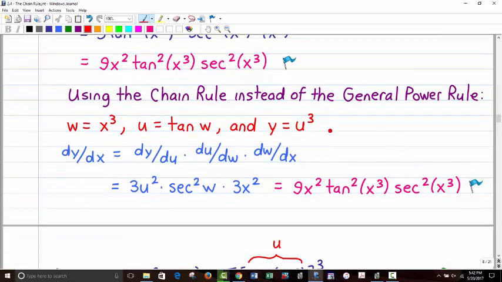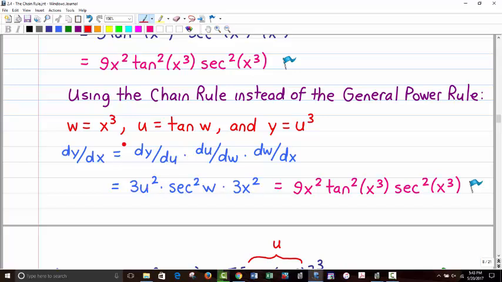So if I take the y with respect to u, it'd be 3u squared. Then I take the derivative of u with respect to w, which would be sec squared w. And then the derivative of w with respect to x would be 3x squared. But you still have to substitute to get everything back into its original form. So w is x cubed, so that gives you a sec squared x cubed right here. And you have a 3, and make that 9.